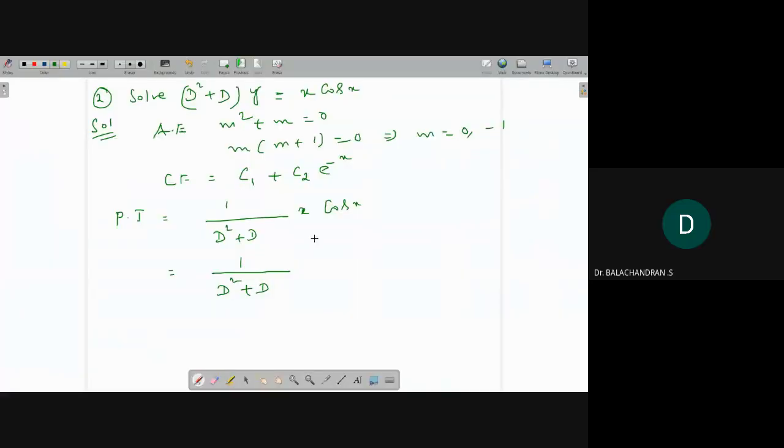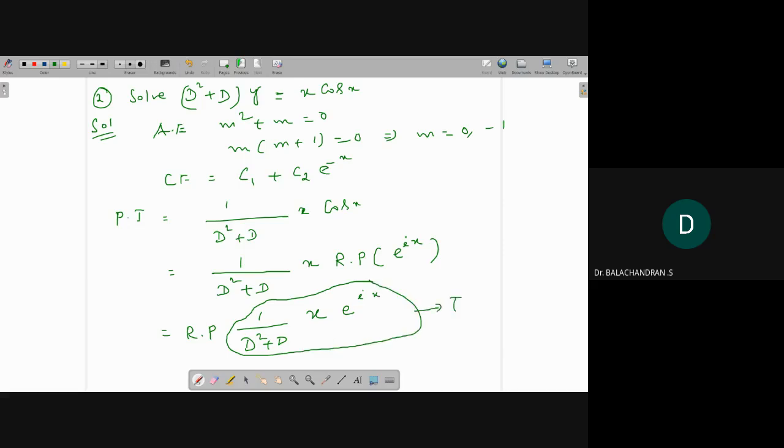Yes, sir. Okay. So we'll write x into e power ix, that is the real part of e power ix, and then you can write the real part of 1 by D. First I will write this, and the next step you can write. The next step, this is type number 4. Yes, sir.